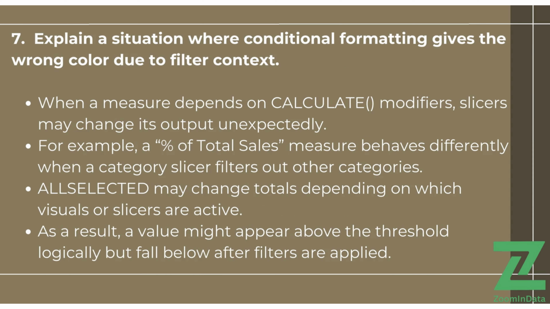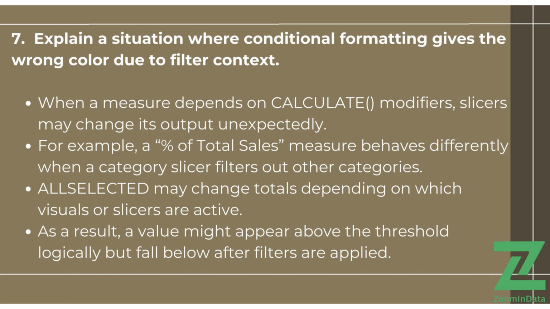Seventh question: explain a situation where conditional formatting gives the wrong color due to filter context. When a measure depends on CALCULATE modifiers, slices may change its output unexpectedly.